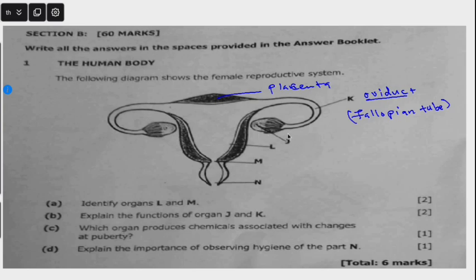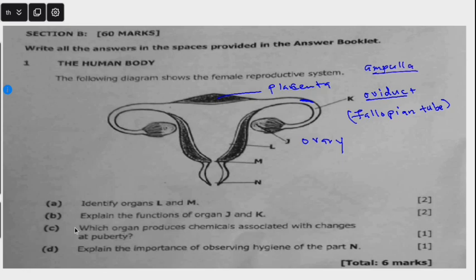Then part labeled J is called the ovary. The ovary produces the ovum, or the eggs. Then part labeled K, the oviduct, is where fertilization occurs. Specifically, it occurs on the ampulla, which is the posterior ampulla. There is the part here, which is called the posterior ampulla. The spelling for ampulla is this one here: ampulla, which is the posterior ampulla.